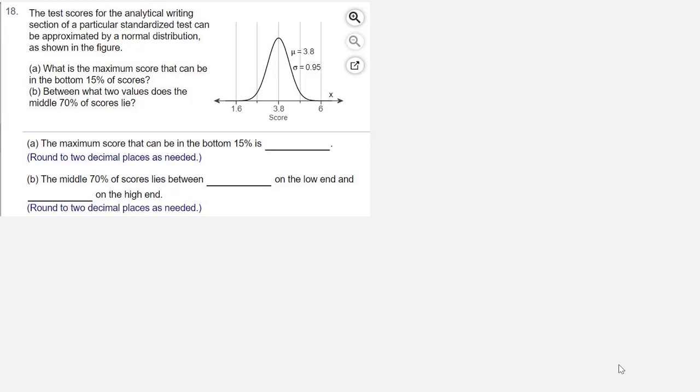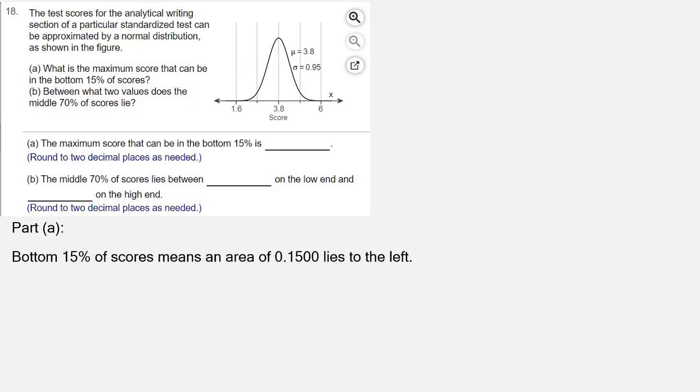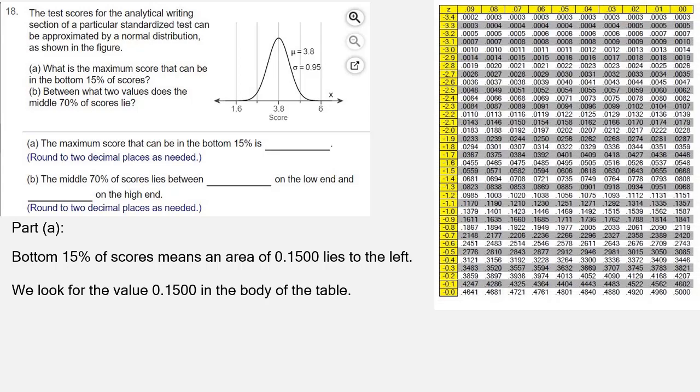So we have two parts here. We're going to start with part A. We're trying to find the maximum score that can be in the bottom 15%. So the bottom 15% of scores means an area of 0.1500 lies to the left of our z-score. So we're going to look for that in the body of our table. Because 0.15 is less than 0.5, we need the negative side of the standard normal distribution table.